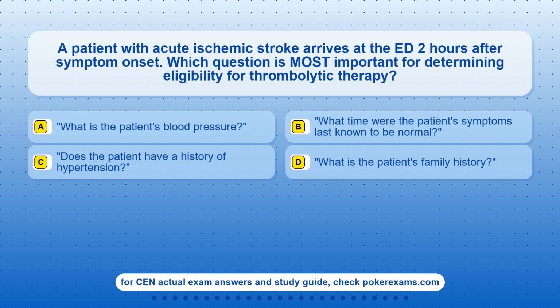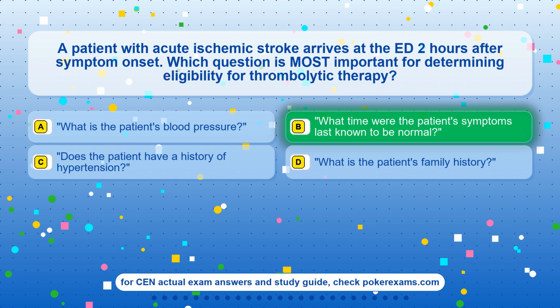Question 10. A patient with acute ischemic stroke arrives at the ED 2 hours after symptom onset. Which question is most important for determining eligibility for thrombolytic therapy? Option A. What is the patient's blood pressure? Option B. What time were the patient's symptoms last known to be normal? Option C. Does the patient have a history of hypertension? Option D. What is the patient's family history?